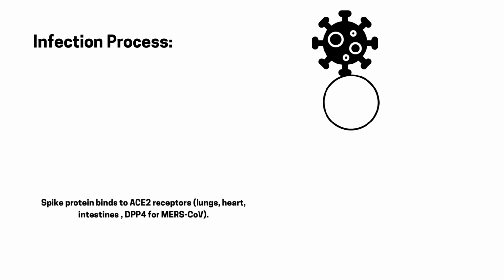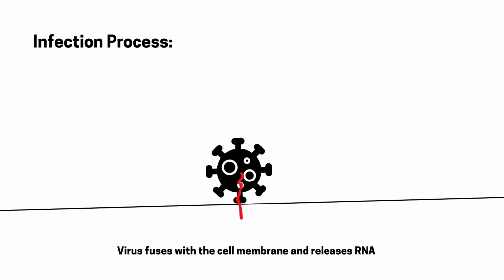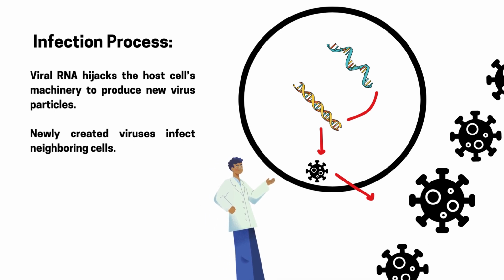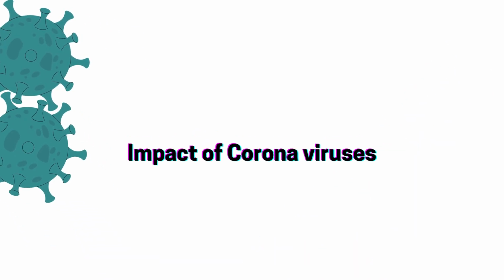Once attached, the virus fuses with the cell membrane and releases its RNA. The viral RNA takes control of the host cell's machinery, forcing it to produce new virus particles. These particles are then released, infecting neighboring cells and spreading within the host.